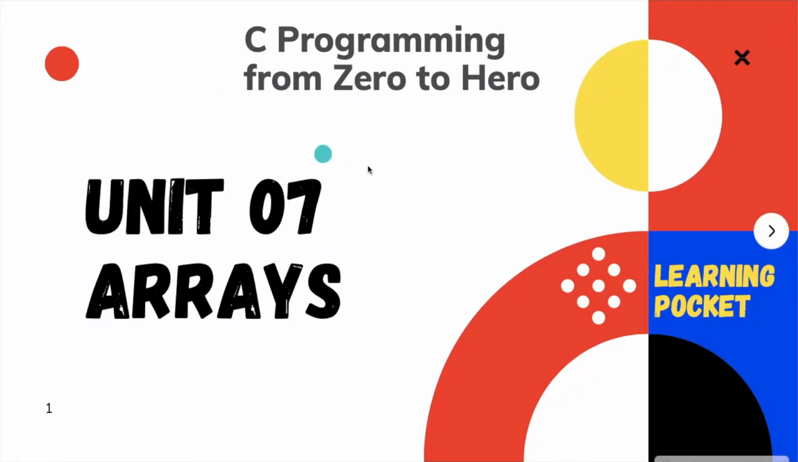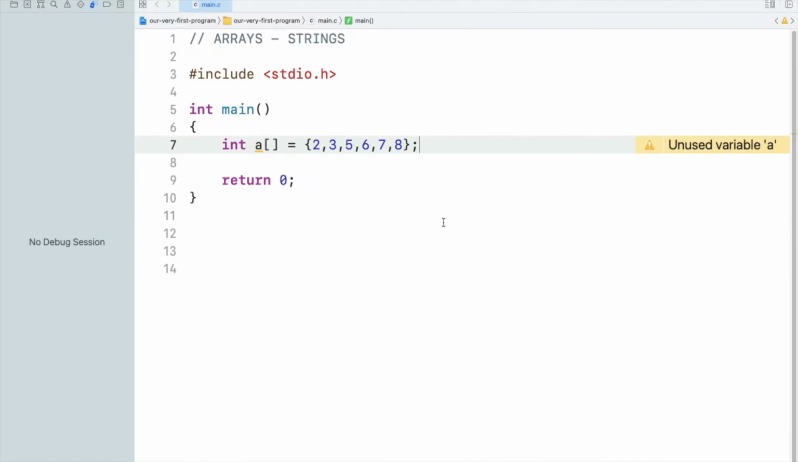Hello everyone and welcome back to Unit 7, arrays. We were talking about arrays and we are going to continue that topic and then jump to strings. The question I want to tackle right now is: what if I do not specify the size of the array and directly give the elements that I want to store in that particular array?